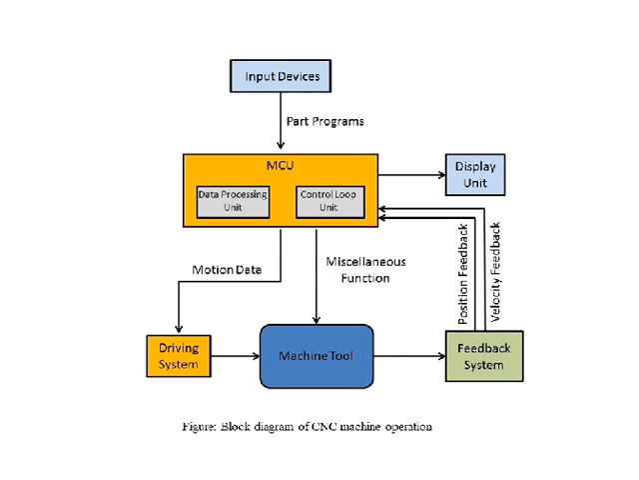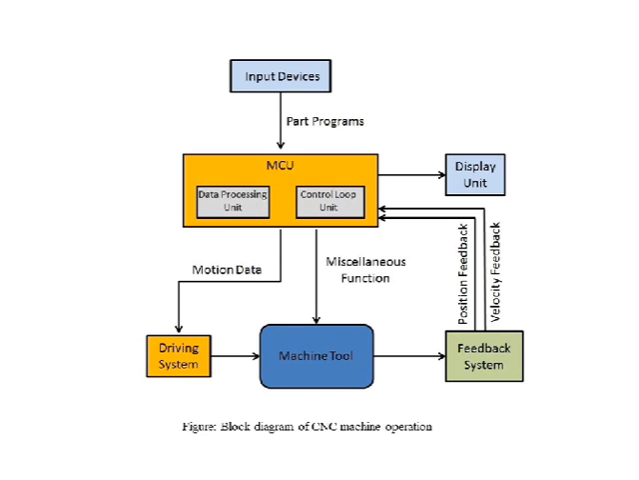This is the block diagram of a CNC machine. In the block diagram we can see the various blocks. The first one is an input device. These input devices may be punched tape or a computer through which the part programs are fed to the machine control unit. The machine control unit consists of two blocks, a data processing unit and a control loop unit. The data is processed inside the machine control unit and fed to the driving system, which helps in appropriate control of the motion of the machine tool.